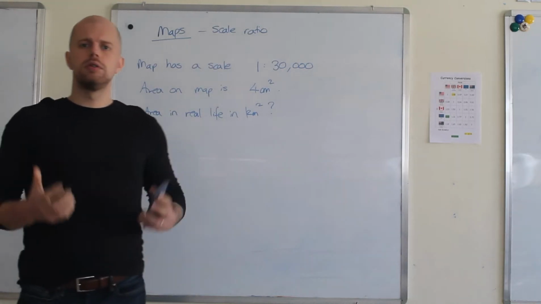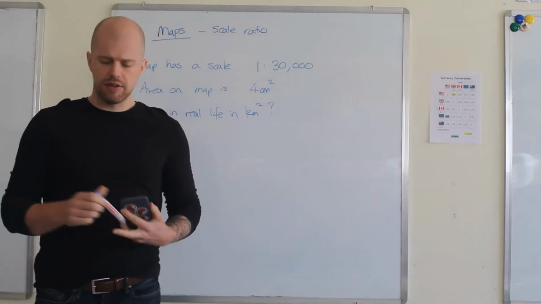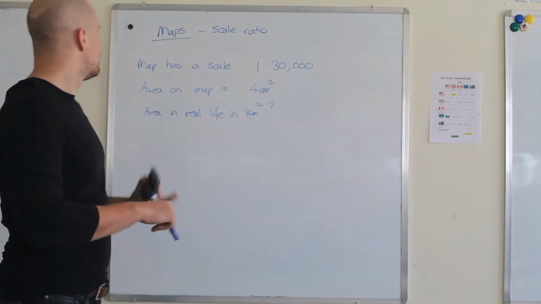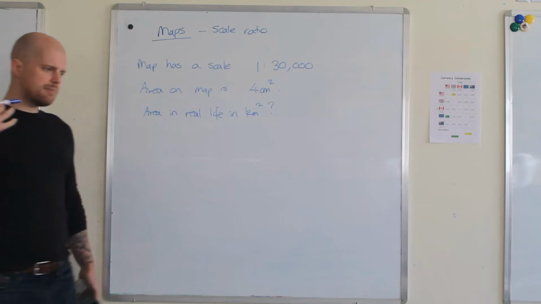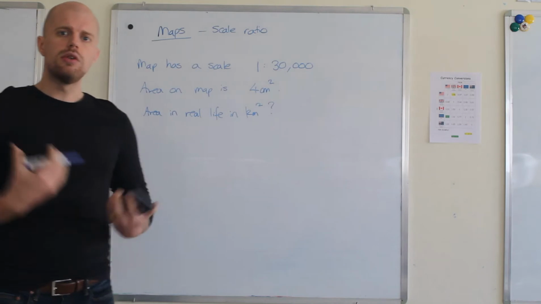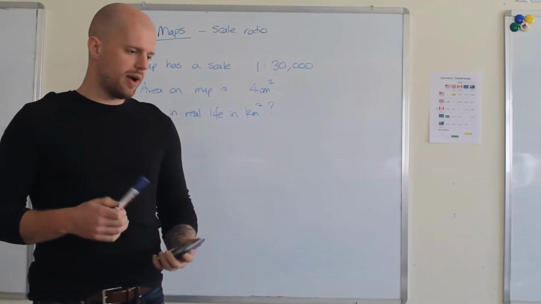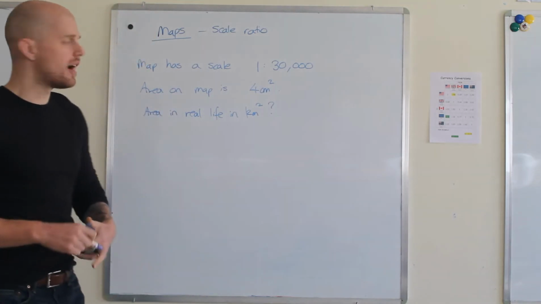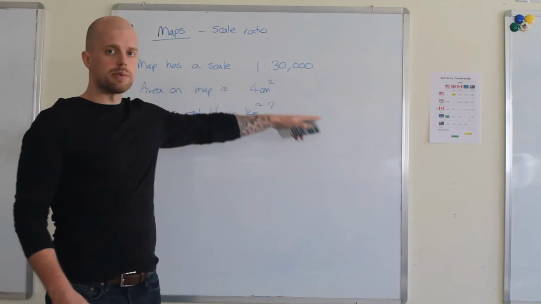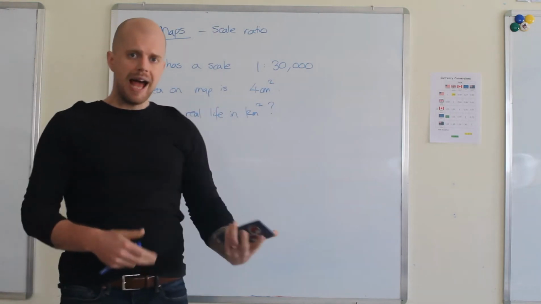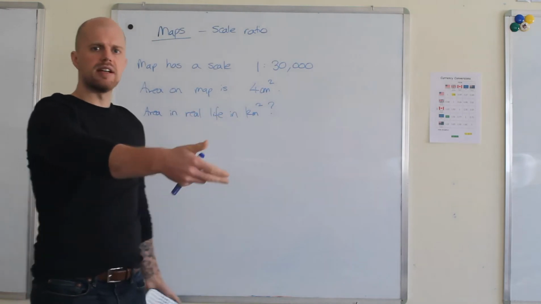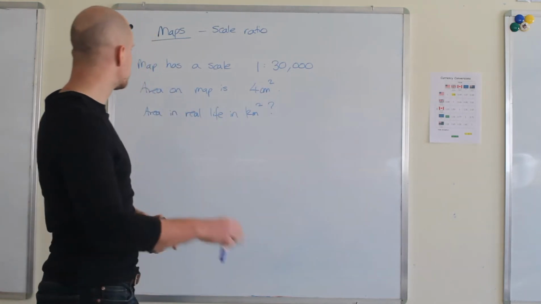Here's a very typical GCSE exam question that involves us using ratios in the context of a map. It's complicated because we look at area, and anytime you're looking at area with a ratio, you know you have a squared in there, and you have to remember to use the squared all the time. We've got a map with a scale of 1 to 30,000, which means that 1 centimetre on the map is 30,000 centimetres in real life. Similarly, a mile on the map would be 30,000 miles in real life, so on and so forth.